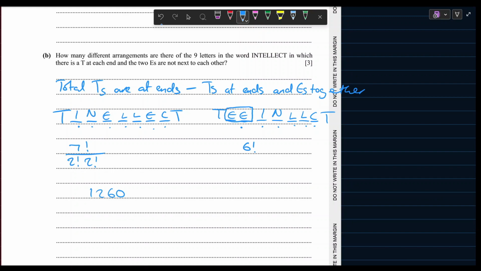How many repetitions? Only the L's are repeating. So that's over 2 factorial. Okay, 6 factorial over 2 factorial gives us 360. And we're getting the difference between those two. So 1260 minus 360 gives us our final answer of 900.